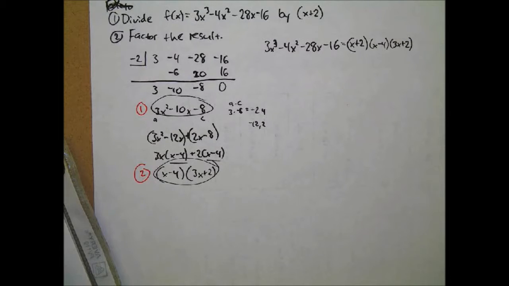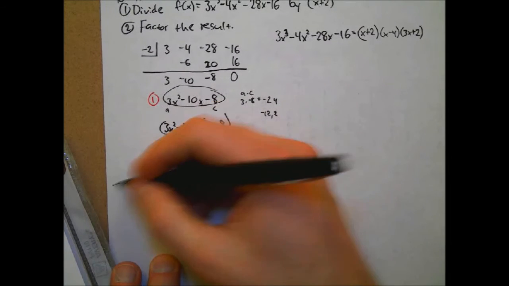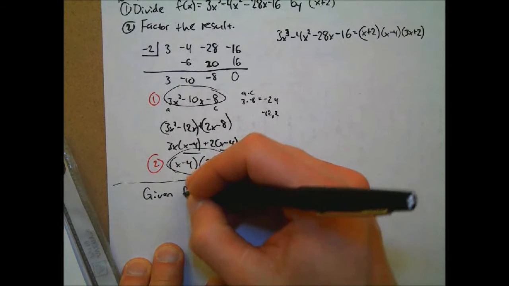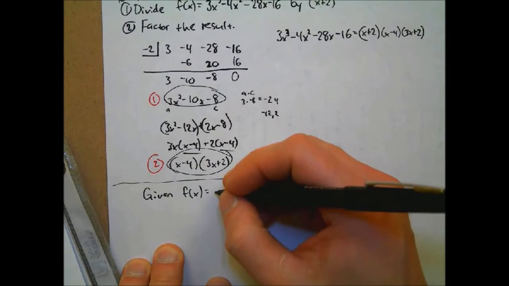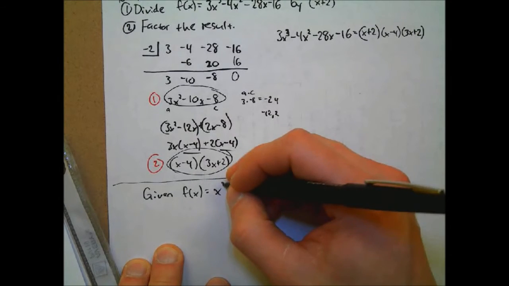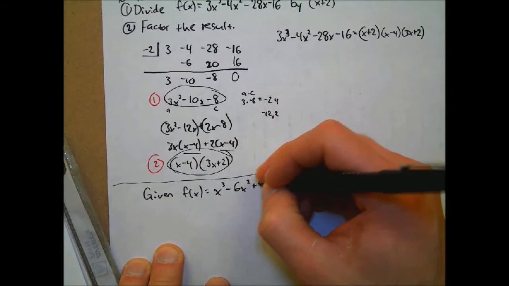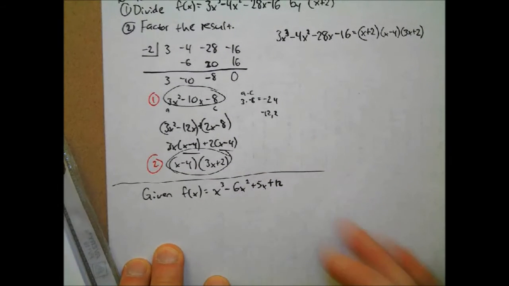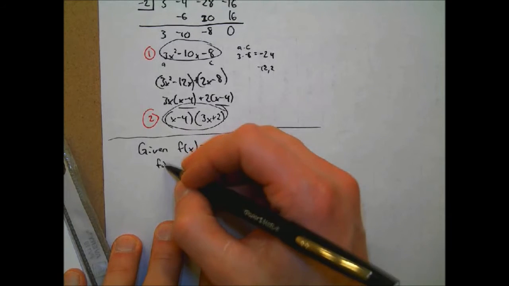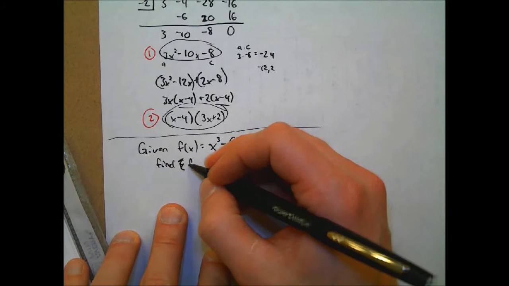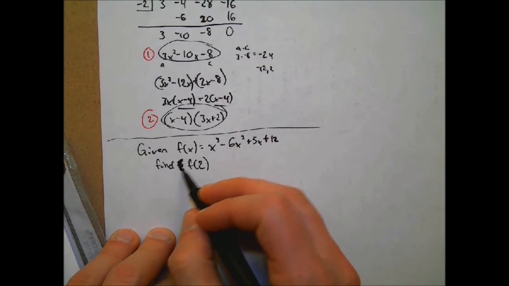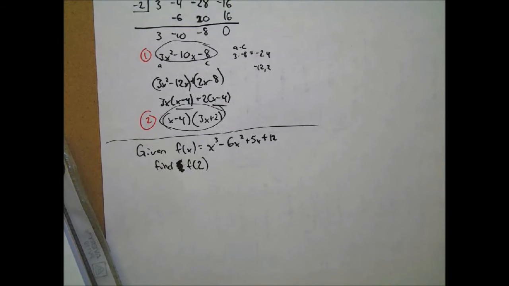One other thing I want to show you real quick, just a little side thing. Let's say we're given f of x equals x to the third minus 6x squared plus 5x plus 12, and we want to find f of 2. Let's say we wanted to evaluate the function at 2.